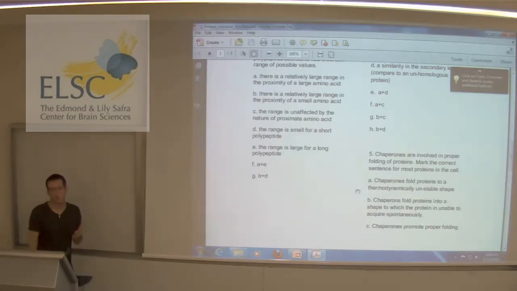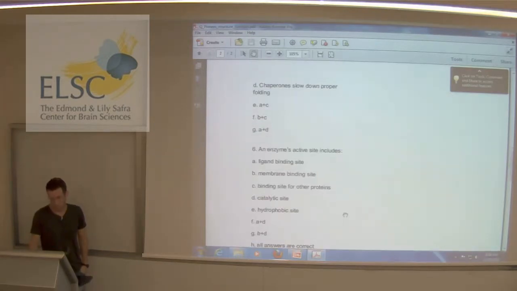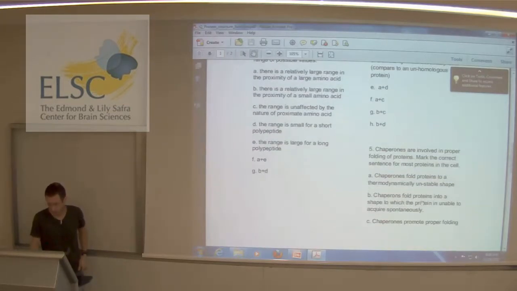And chaperones can be addressed as enzymes that promote some chemical reactions. This time, these enzymes promote the correct and rapid folding of proteins. This is the way you should look at it. C, chaperones promote proper folding, which is correct. D, chaperones slow down proper folding, which is incorrect, and we stay with C, the only correct answer here.